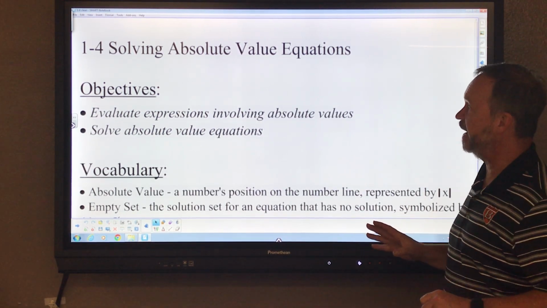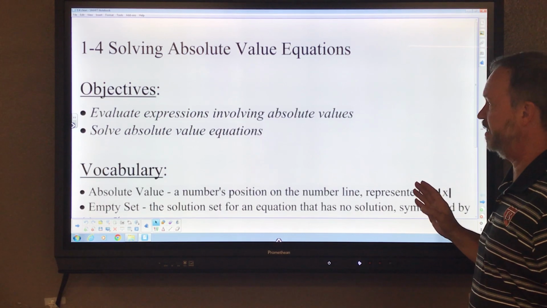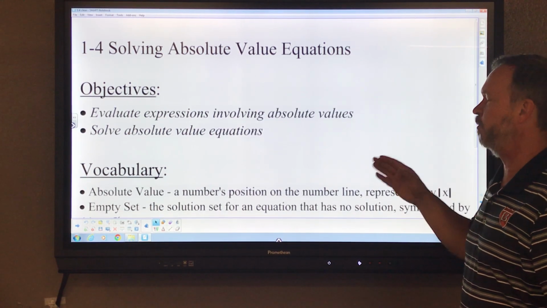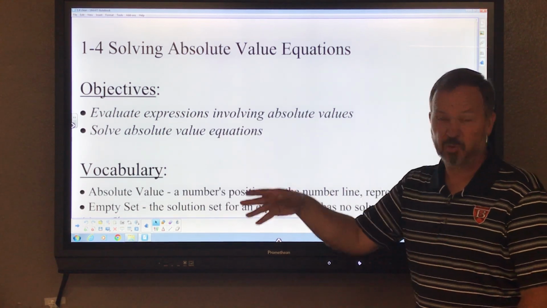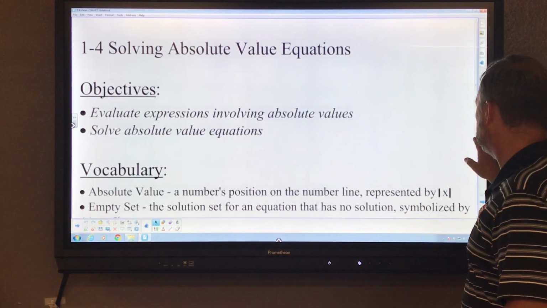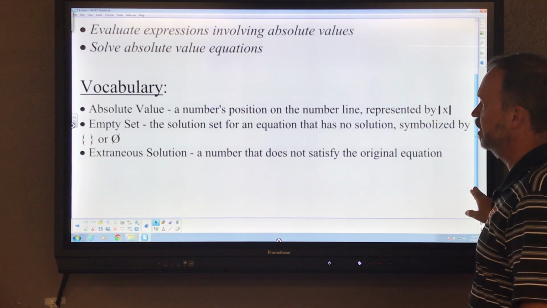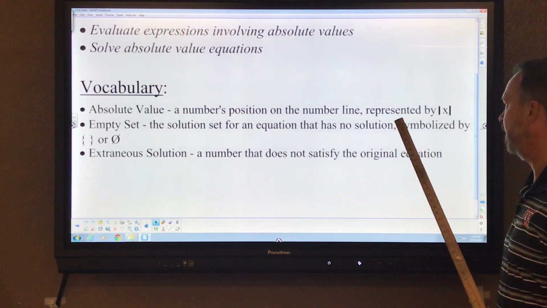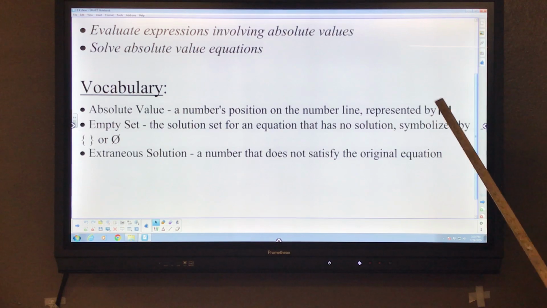So today we're going to look at solving absolute value equations. Again, an Algebra 1 concept, something we would have done. Evaluating expressions with absolute values, we did that in elementary school. And then equations, that is an Algebra 1 concept. Absolute value is a number's position on the number line, represented by this absolute value.